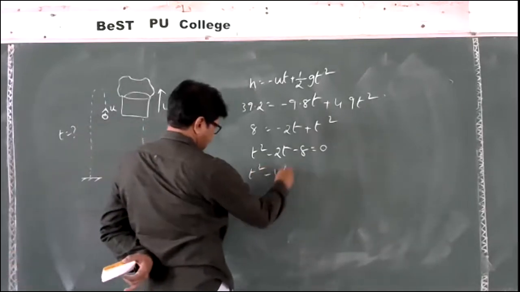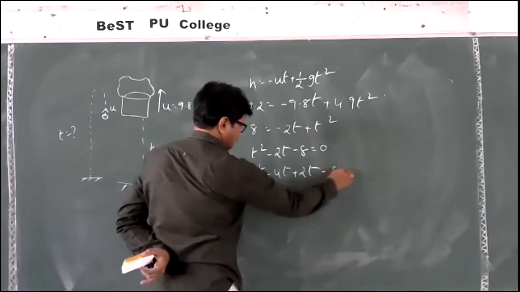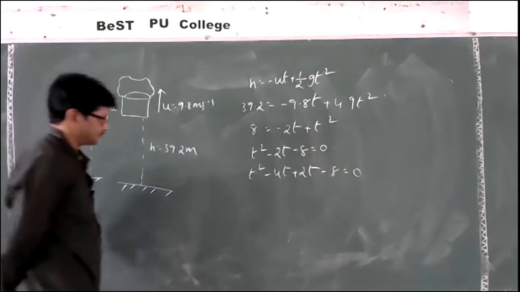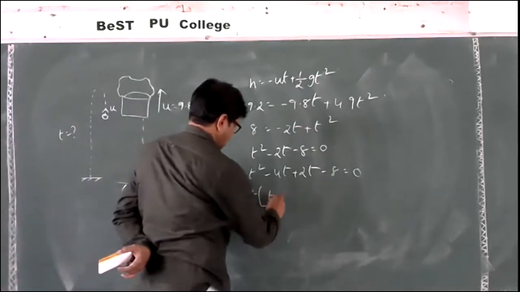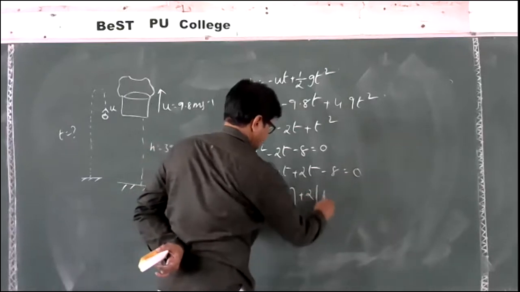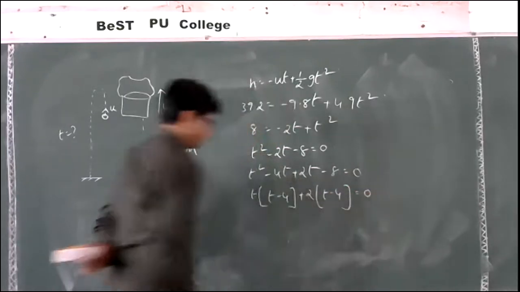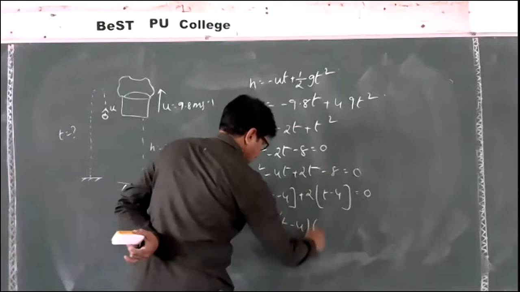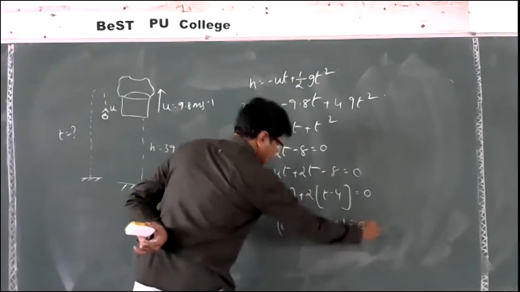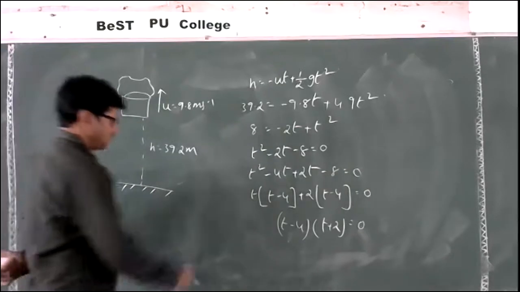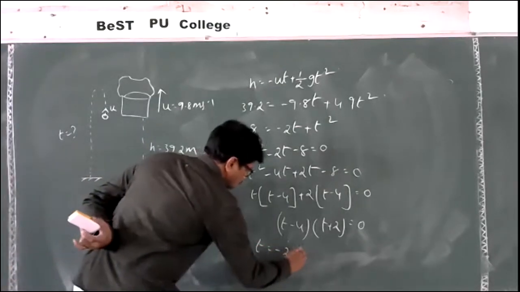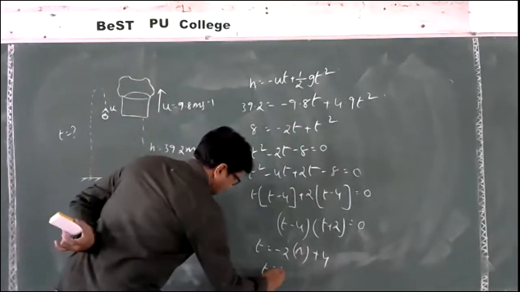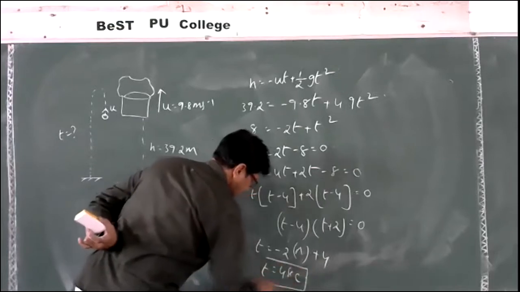t square minus 4t plus 2t minus 8 is equal to 0. Factors: if you take t common, t minus 4, and if I take plus 2, t minus 4 is equal to 0. So t minus 4 into t plus 2 is equal to 0. Then t is equal to minus 2 or plus 4. As we know, the time will never be negative. t is equal to 4 seconds.